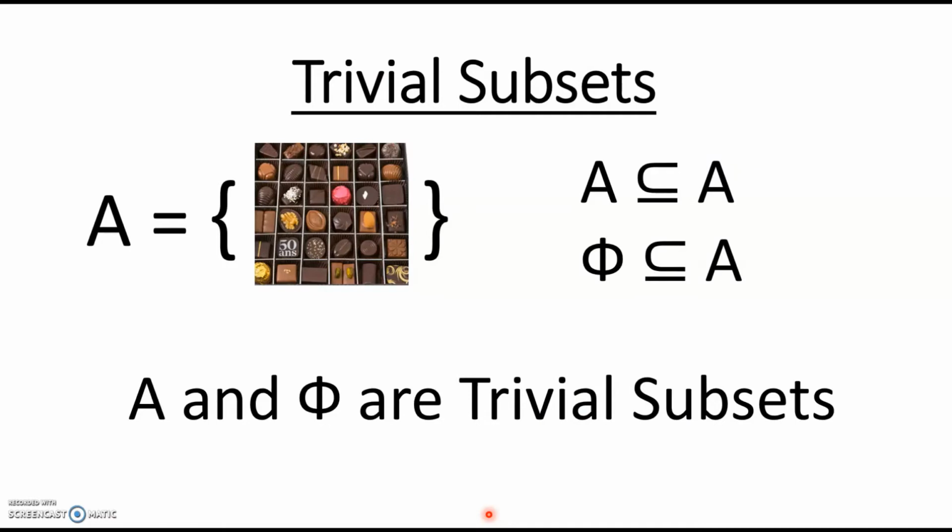Next, we're going to see what trivial subsets are. Let's consider again the box of chocolates, which is set A. Now, A can be called a subset of itself, which is A is a subset of A. And in set theory, the empty set, the set that comprises no elements, is a subset of A. So these two sets, the empty set and the set A, which has all the elements of A, are both called the trivial subsets of the set A.